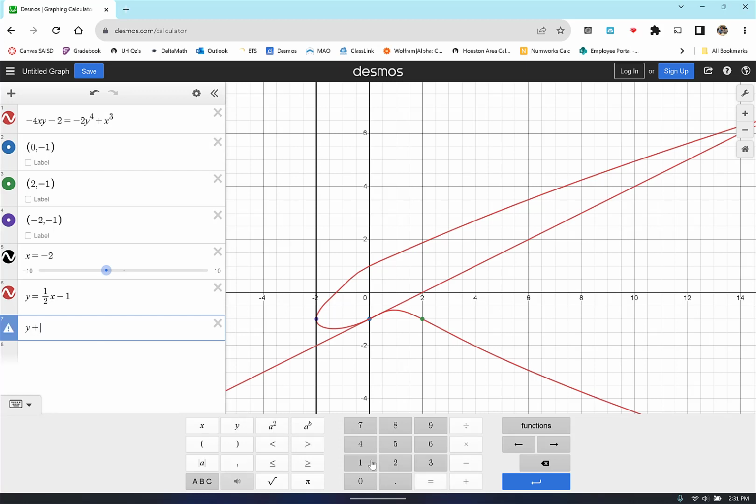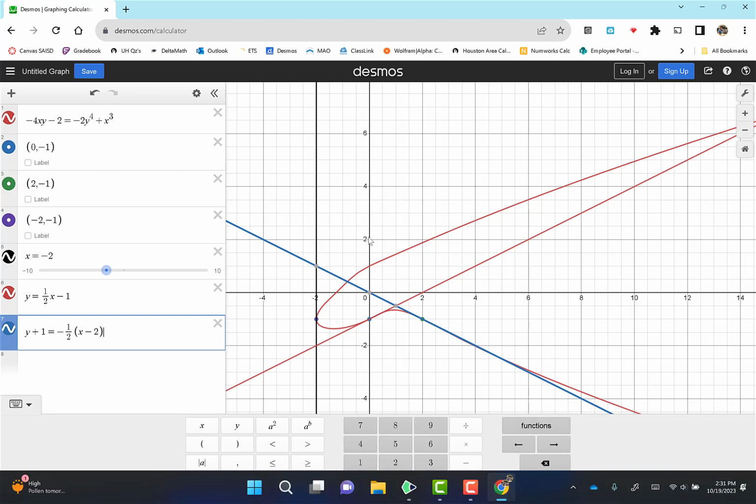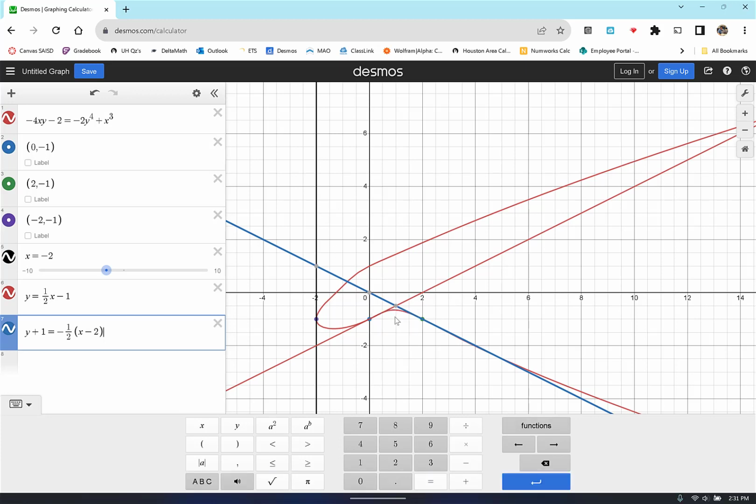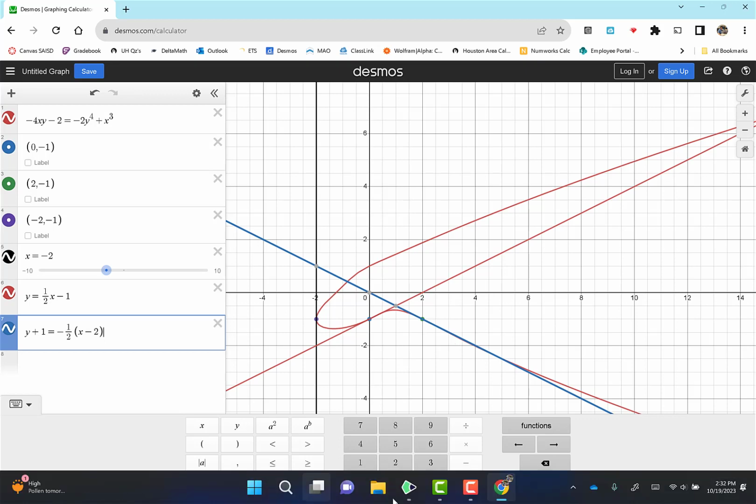Y plus 1 equals -1/2. 1/2 x, right? Oh, parenthesis? And then x minus what? All right, look at that. It works, guys. It's getting this line for whatever reason, but it's right there. Oh yeah, because that line's this line. Cool or not cool? Yeah, I like it. It looks awesome.